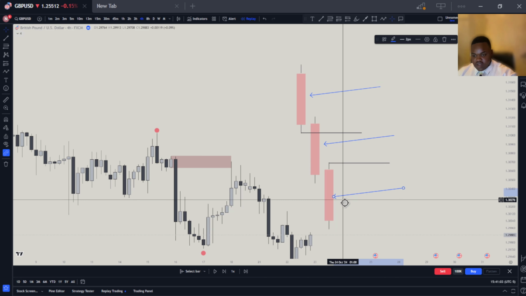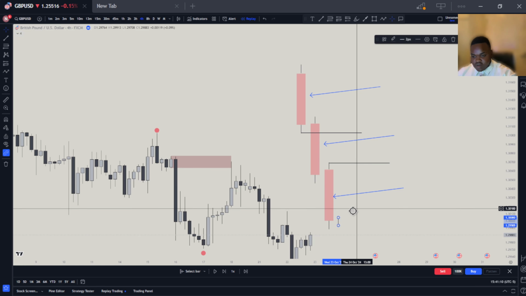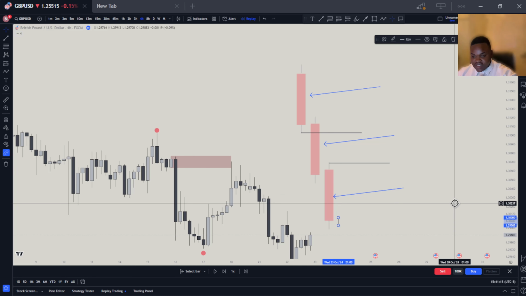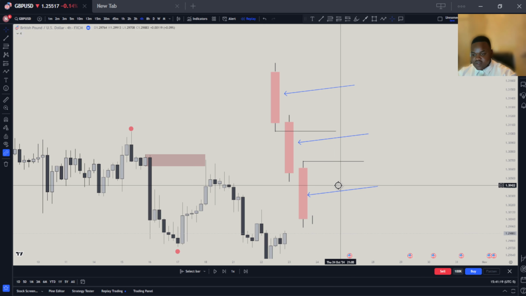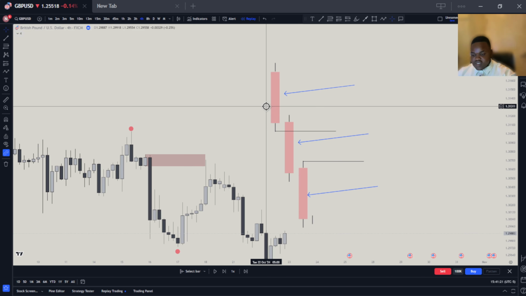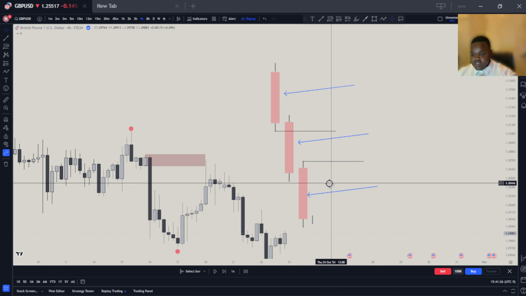And the next candle that forms after it may just leave a wick, which will now make this imbalance valid. So this is an example for a downtrend. Same thing applies to an uptrend.